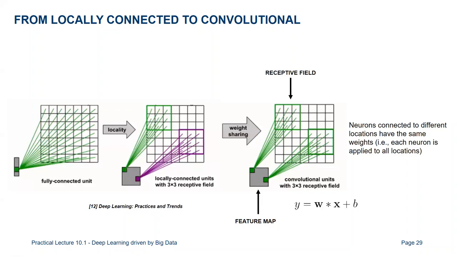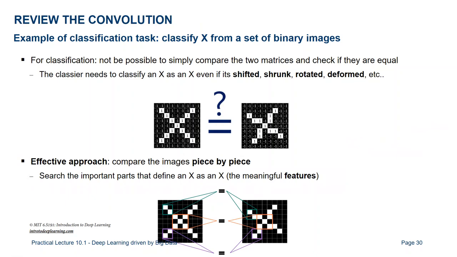Okay, so in order to arrive at a good point where we can define the architecture, now let's give a short review of the convolution. So here we have a problem, right? Imagine that we want to make a classification. So we want to classify an X from a set of binary images. And for this classification, it's not really possible to compare two matrices and check if these are equal, because of course you can have different effects. Maybe you have an X that is rotated, deformed, so you cannot really do a fair direct comparison on the full image.